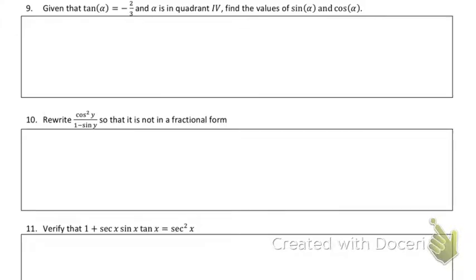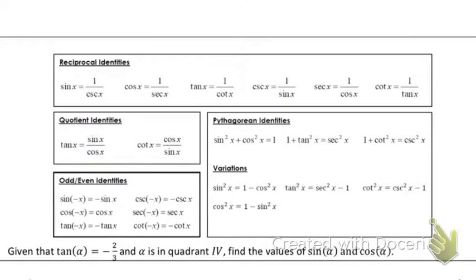So the first one says, given that tangent alpha equals -2/3 and alpha is in quadrant 4, I'm going to note right away that quadrant 4 tells me that my sine value, all students take calculus, sine is going to be negative and cosine is going to be positive. Alright, I need to get from tangent to either cosine or sine. Because remember, sine squared plus cosine squared equals 1. So as soon as I know sine or I know cosine, it's just that matter to get to the other one. So we need to get from tangent to either sine or cosine.